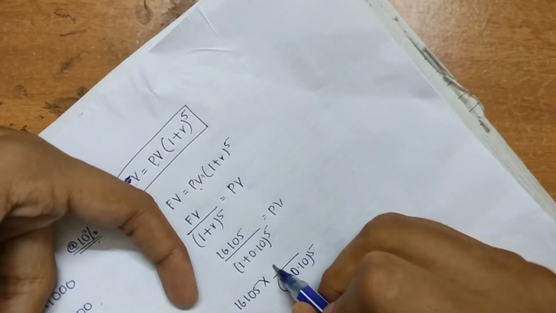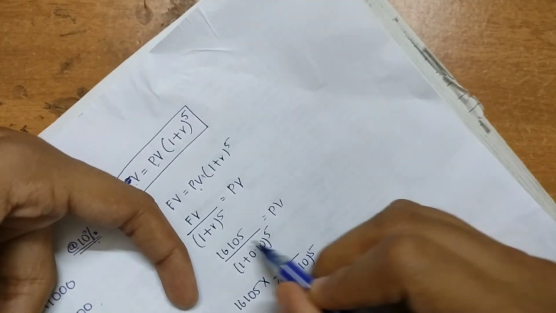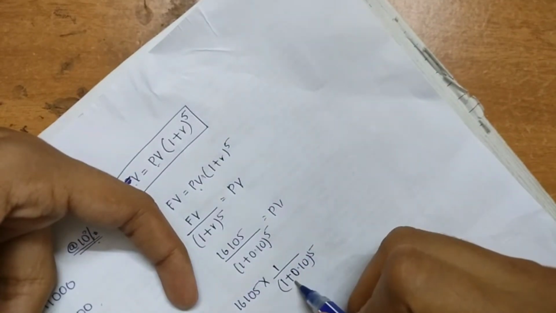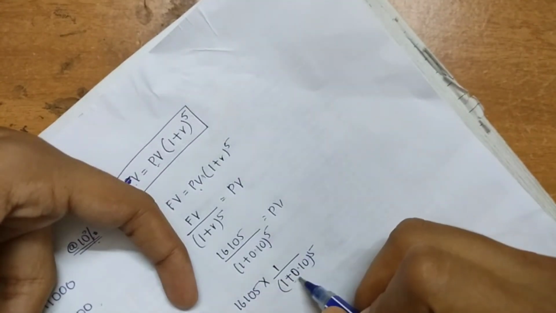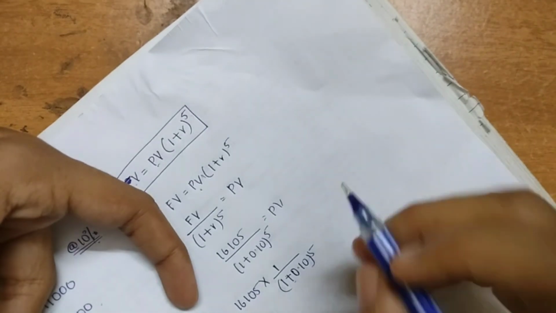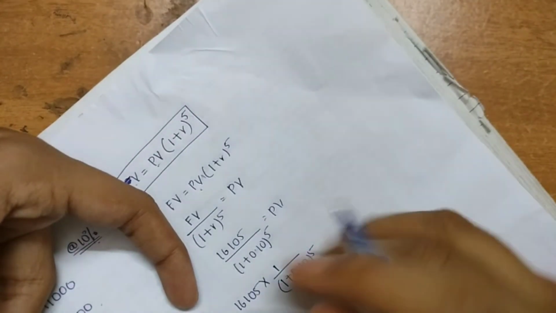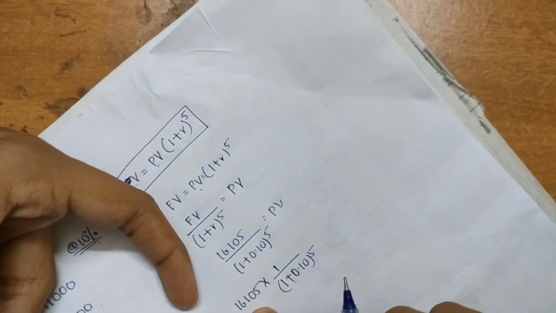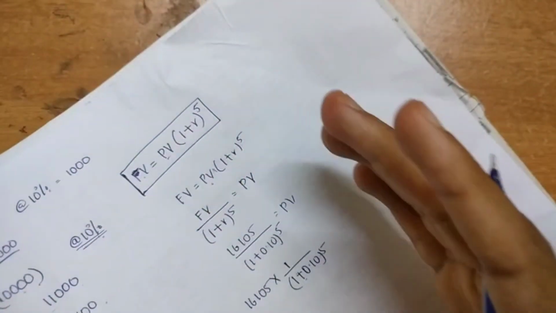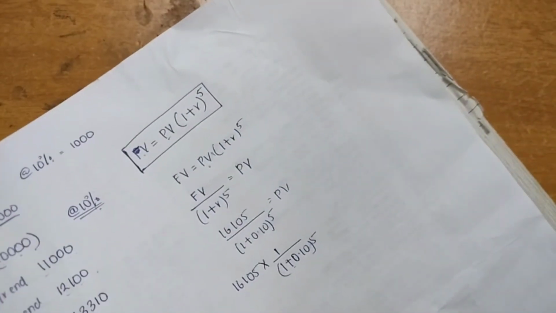Fine. So I'm going to do this part first. The same thing can be split like this. The first thing I'm going to do in the calculator is this part, that is 1 divided by 1 plus 0.10 raised to 5. And after doing the calculation, at the end I'm just going to multiply it with 16,105. Only then can we save time. Fine. So let's see how this is done.